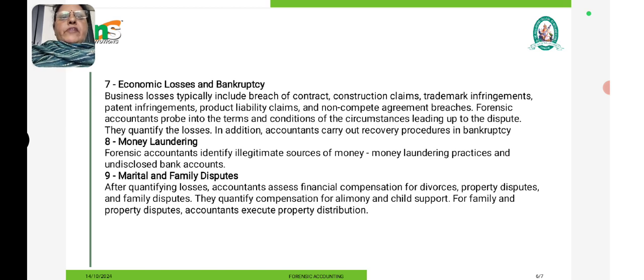Marital and family disputes: after quantifying losses, accountants assess financial compensation for divorce, property disputes, and family disputes. They quantify compensation for alimony and child support. For family and property disputes, accountants execute property distribution.